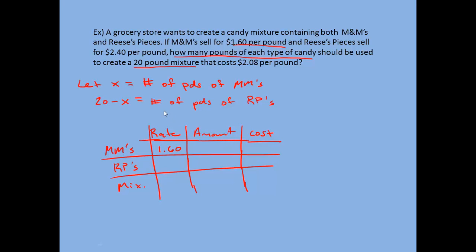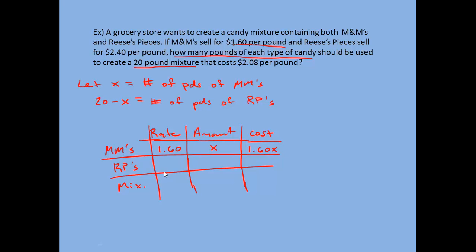So the pounds of M&Ms, we called it x. It comes from your let statement. All right, so x is the number of pounds of M&Ms. That's the amount we have. So to find the cost, 1.60 times x, right? The rate times the amount will give us the cost. So 1.60x is what we're going to use for the cost. So this gives us the cost of the M&Ms. That's what we're really doing when we're filling out this chart. We're finding the cost for each piece. So the cost of the M&Ms will be $1.60x.